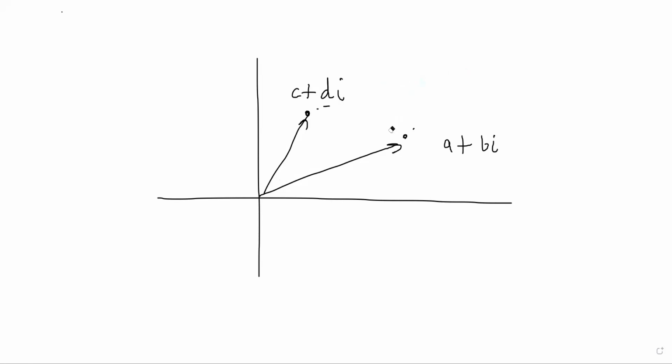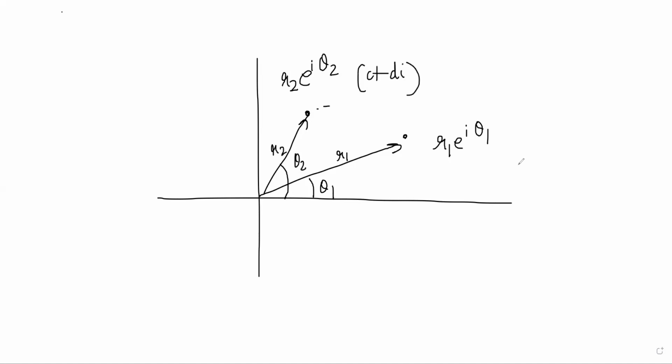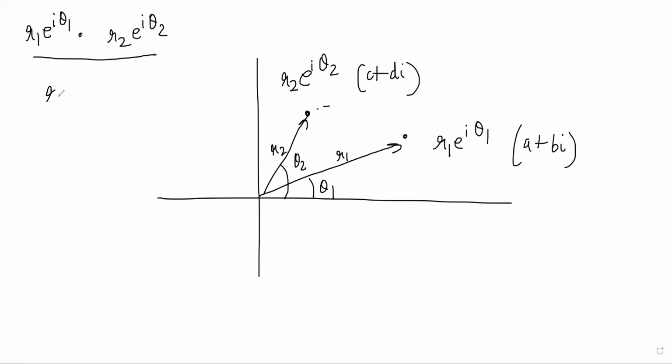So if you think of A plus Bi and C plus Di, that can be written as R1 e^(i theta 1), where this is theta 1 and this is R1. And C plus Di can be written as R2 e^(i theta 2), where this is theta 2 and this is R2. We can convert to Euler form. Now think about it: multiplication in R1 e^(i theta 1) form is super easy. It is just R1 R2 e^(i(theta 1 plus theta 2)), right?